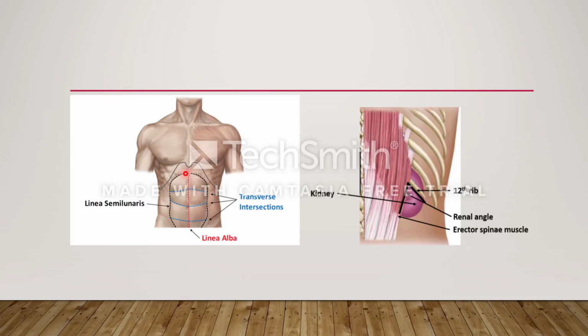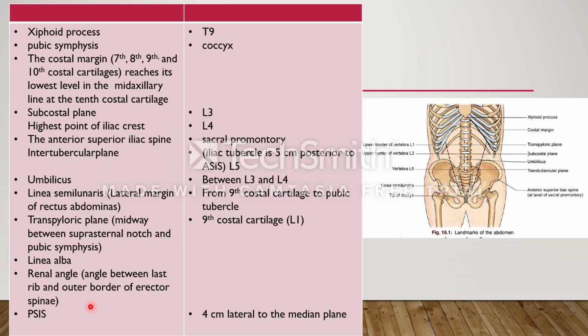In this diagram, you can see the linea alba. This is linea alba, and this is the linea semilunaris. Linea alba is the median plane, and the linea semilunaris is showing the lateral margin of the rectus abdominis muscle. Then the last point is the posterior superior iliac spine. This one is the anterior superior, and here there is one posterior superior iliac spine also, which is about 4 centimeters lateral to the median plane. This is the median plane, and the posterior superior iliac spine will be about 4 centimeters lateral to it.